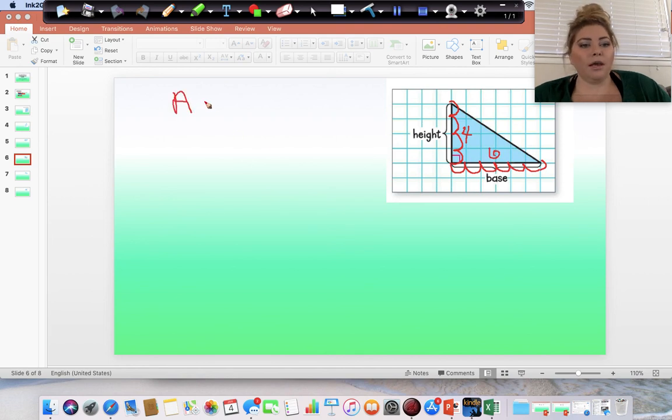So area equals base times height divided by 2. Remember, this is a triangle. So triangles are the base times the height. That would give you the whole parallelogram, though, if we just did base times height. That would give you all of this. And we don't want all of this. We want half of it. So we're going to take the base times the height of this whole rectangle, and then we're going to divide it by 2. So the area is equal to 4 times 6 divided by 2.